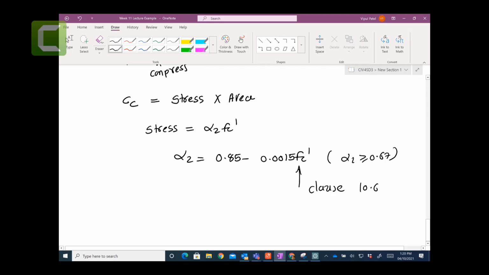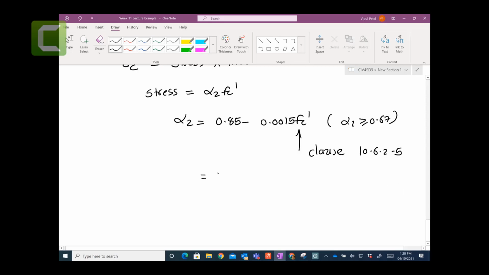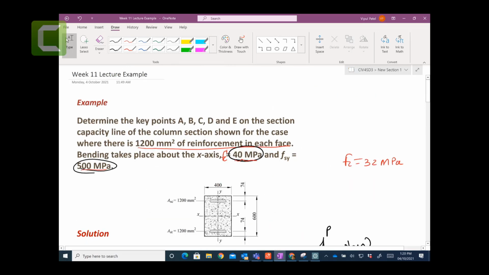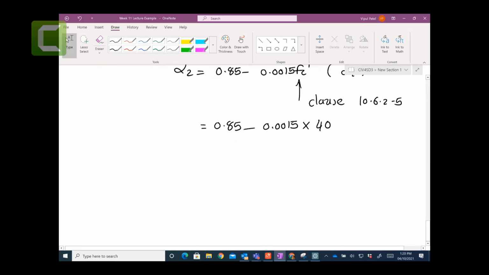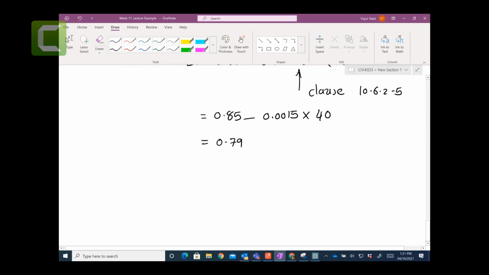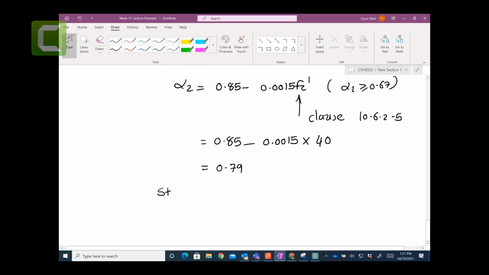That is coming from clause 10.6.2.5. Now in that case, 0.85, 0.0015, and the concrete compressive strength given in our example is 40 megapascals. So if I use my calculator, 0.85 take away 0.0015 times 40, you get 0.79, which is alpha 2. By the way, this should be greater than 0.67, so therefore it is okay.